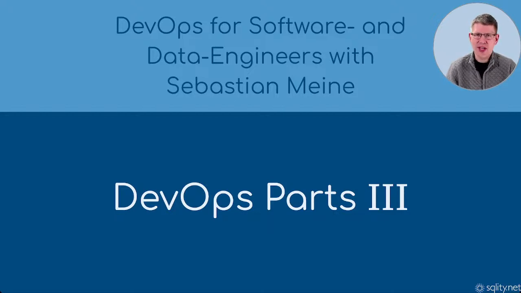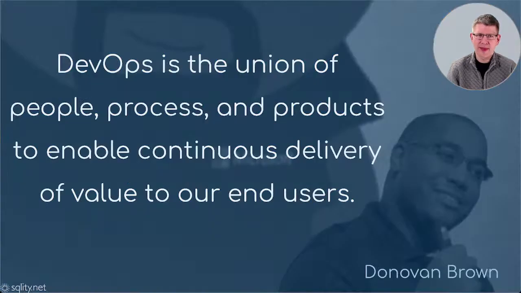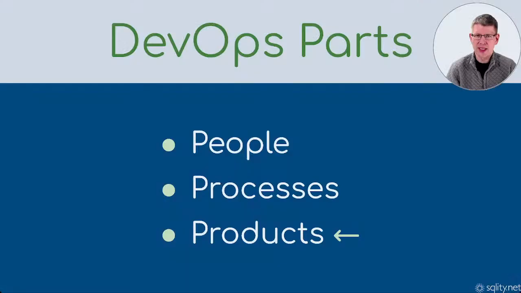Today's topic is DevOps parts, number 3. If you remember the definition from Donovan Brown of what DevOps is, it is a union of people, process, and products to enable continuous delivery of value to our end users. We talked in the last 2 episodes about people and process. Today, I would like to take a look at products.